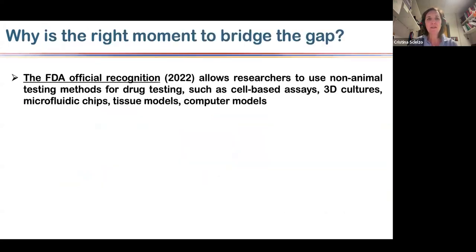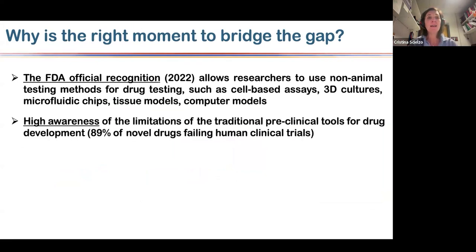But I really think that this is the right moment to bridge the gap and start using 3D culture. First of all, because the FDA officially recognizes that we can also do non-animal research in the lab for drug testing, for instance, by using 3D culture, microfluidic chips, or tissue models, and so on. This is an important step overall if you perform drug testing and precision medicine, such as in our case. There is now a high awareness of the limitations of traditional preclinical tools, because we all know that a lot of clinical trials in humans failed during the last years.